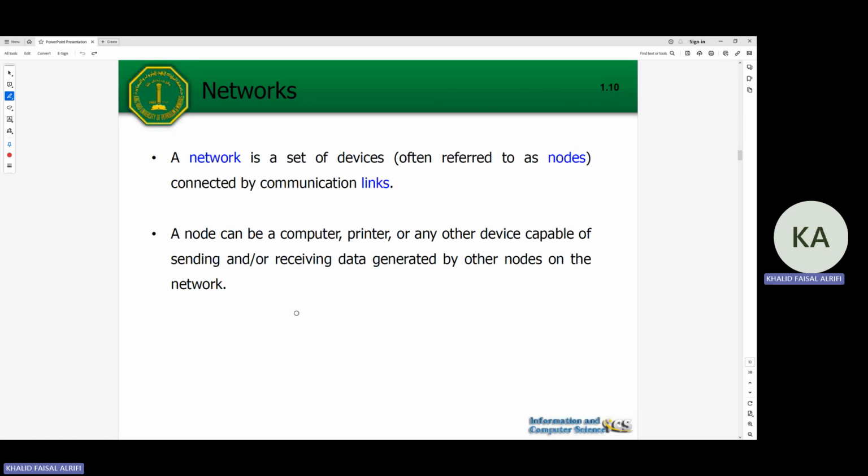All right. Network. A network is a set of devices, often referred to as nodes, connected by communication links. A node can be a computer, printer, or any other device capable of sending and/or receiving data. So usually you can imagine it like a network where these circles are devices, and they have links between each other. I guess that's what they are trying to illustrate to us.